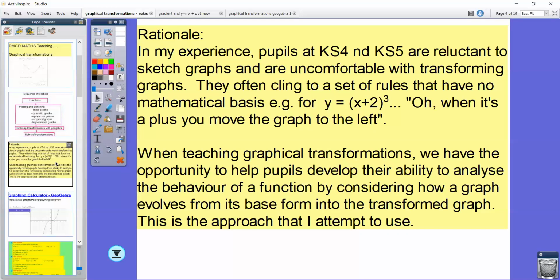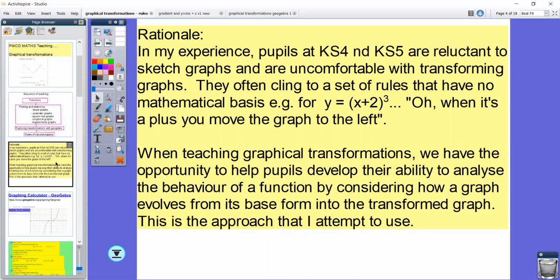Often I will get students, particularly at A-level, come in and we talk about graphical transformations. They don't like it, and they'll start giving me rules like, oh yeah, when it's a plus, it moves to the left, you use the opposite direction. They have no real understanding. They just memorised a set of rules to sketch these rather than actually thinking about what's actually happening.